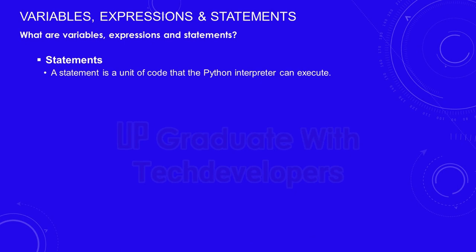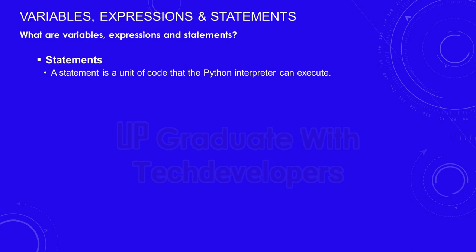Move to the statements. A statement is a unit of code that the Python interpreter can execute. A script usually contains a sequence of statements. The assignment statement produces no output. It only assigns the value to the variable, but it does not print any output.